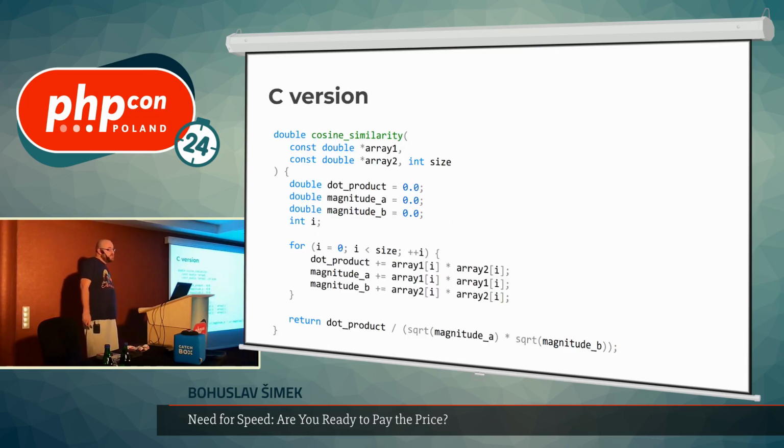Then I have a C version. What is kind of interesting about the C version is that it is extremely similar to the PHP version, in a way that it's a simple mathematical algorithm, so virtually it will be rather the same. There's nothing extra.